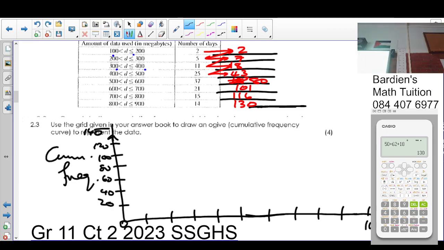But you guys were given a grid, not so? In your answer book. For those of you who didn't get that, it was in the paper you guys were answering.